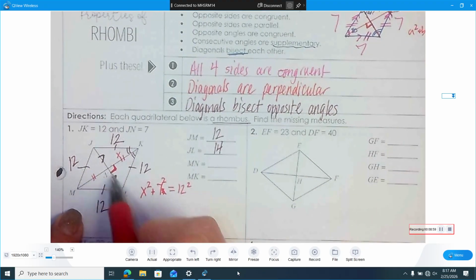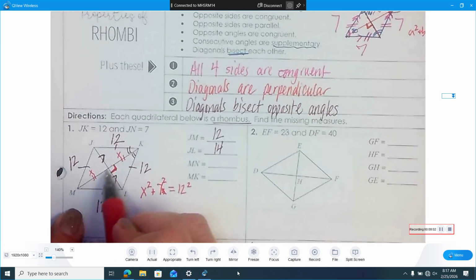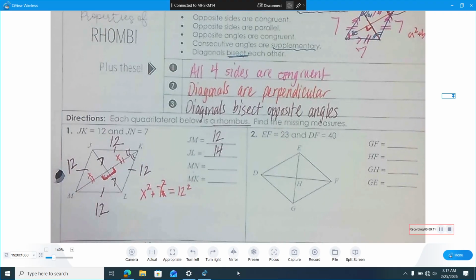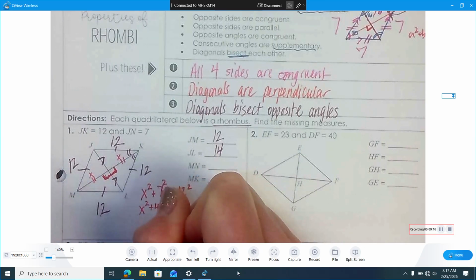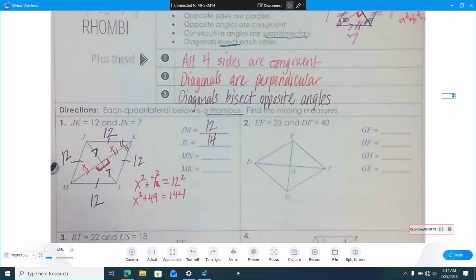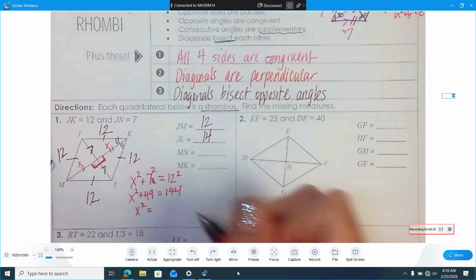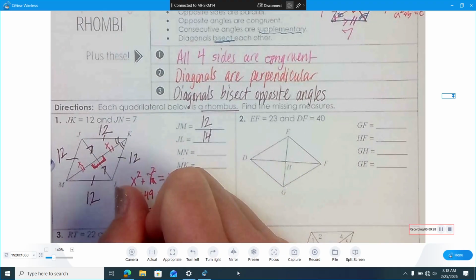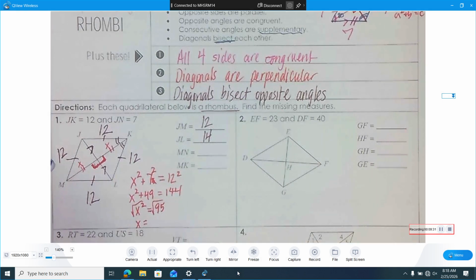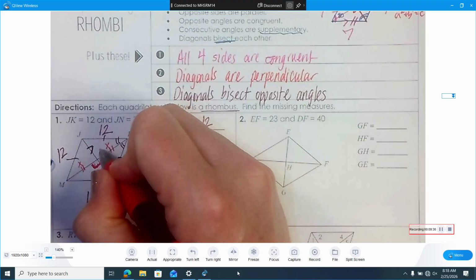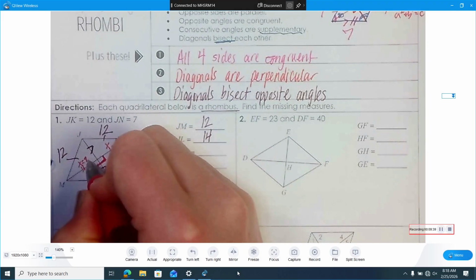So leg squared plus leg squared, 7 squared, equals, my hypotenuse turns out to be 12. In all of these triangles, I'm trying to figure out this little X here, because my right angle is right here. 12 is the hypotenuse. So know where those right angles are. We have X squared plus 49 equals 144, and then we need to subtract 49, which is 95. Then we can square root both sides, so we get X equals 9.7. So each one of those X's is 9.7.